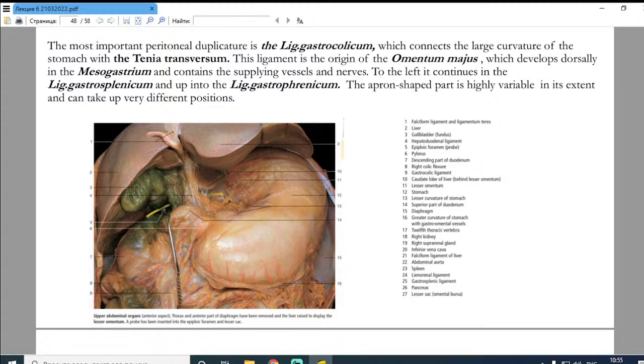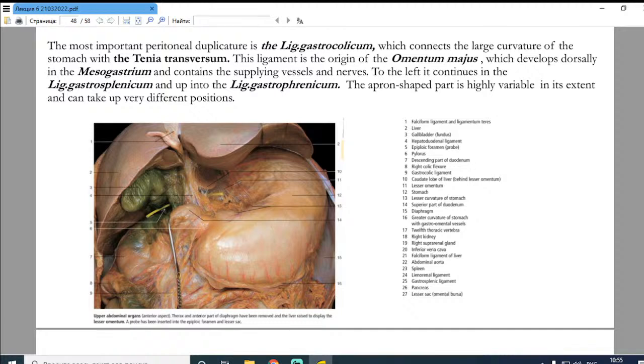The most important peritoneal duplicature is the ligamentum gastrocolicum, which connects the greater curvature of the stomach with the taenia transversus. This ligament is the origin of the omentum majus, which develops dorsally in the mesogastrium and contains supply vessels and nerves.